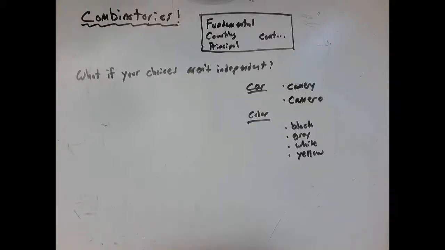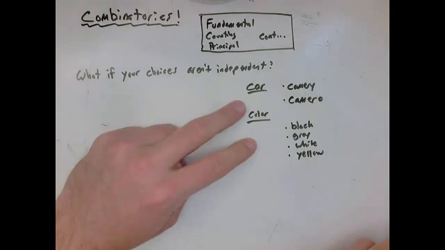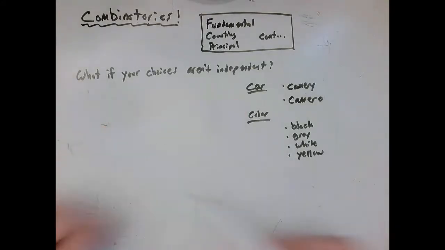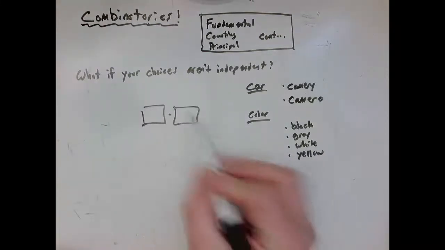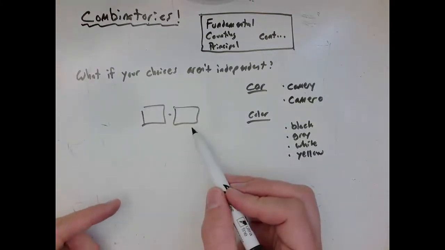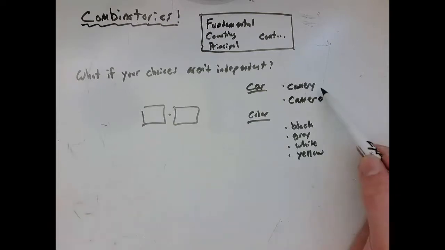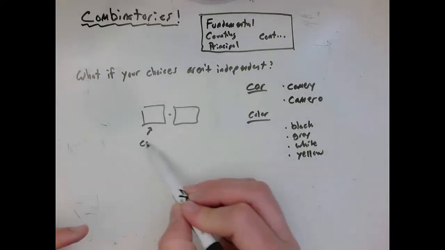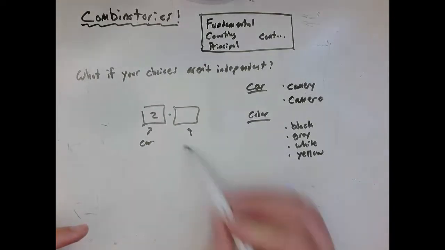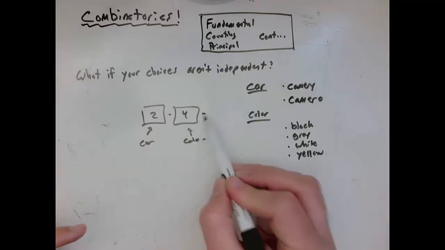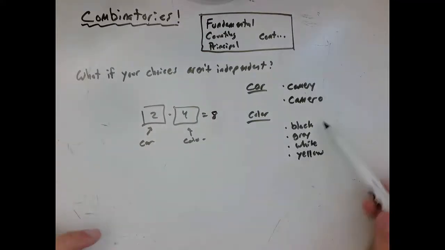Okay, so we decided about the fundamental counting principle. If you're making two choices and you want to know how many total options you have, you multiply the number of options for your first choice times the options for your second choice. So if I'm choosing a new car and I'm deciding between a Camry and a Camaro, two excellent cars that start with C, and I got to choose a car color, black, gray, white, or yellow, first I'm going to choose which car, 2 options. Then I'm going to choose which color, 4 options. So that means there's 8 total possibilities. I could get a yellow Camaro or I could get a white Camry.